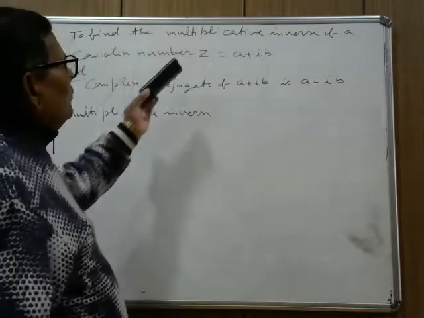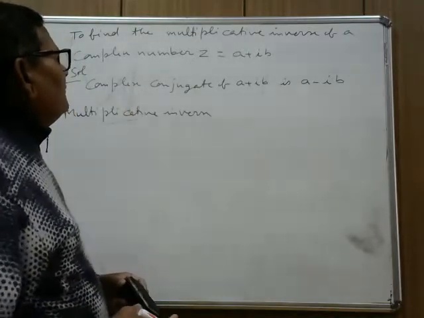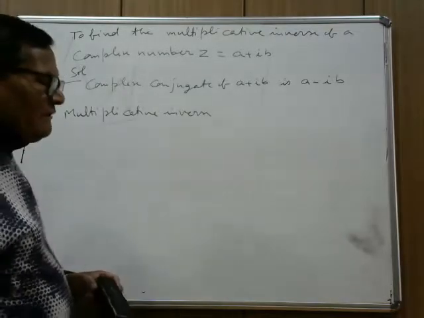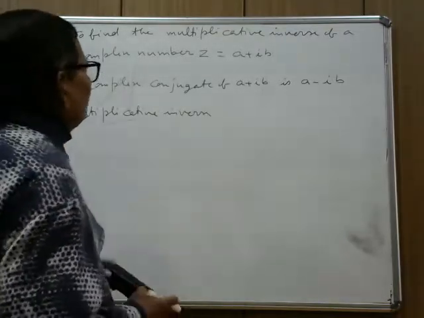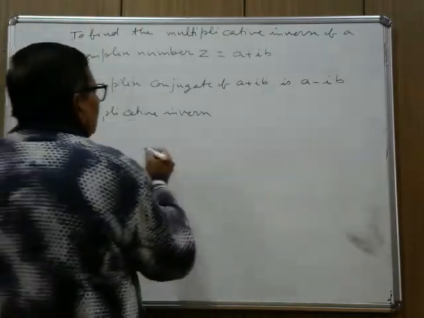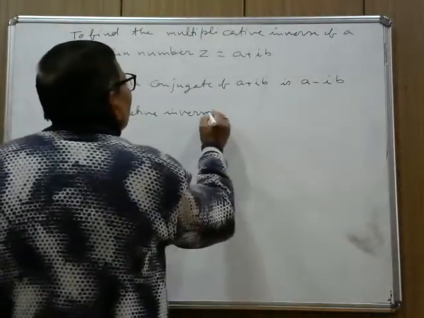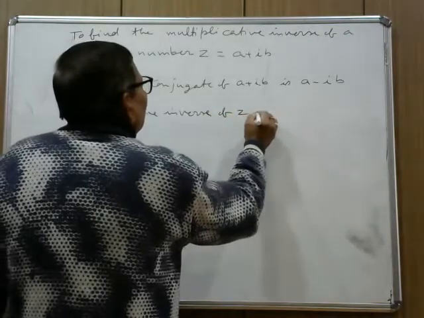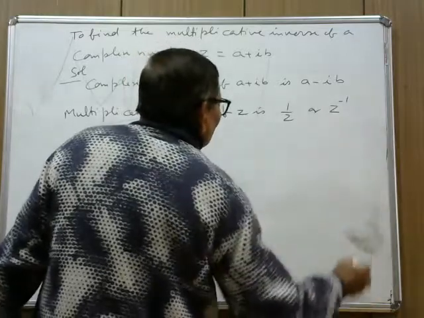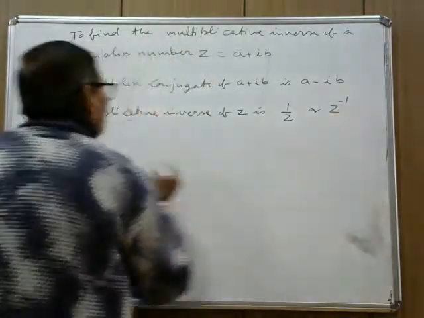If you are going to find the multiplicative inverse of z, then it is 1 by z, because z multiplied by 1 by z is 1. So 1 by z is the multiplicative inverse of z. Multiplicative inverse of z is 1 by z, or z to the power minus 1. We are going to find 1 by z.